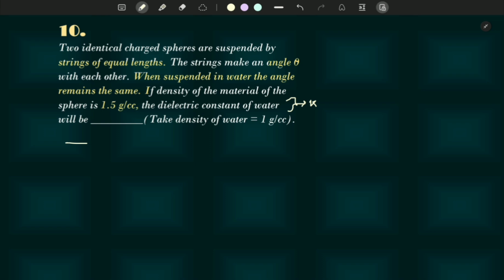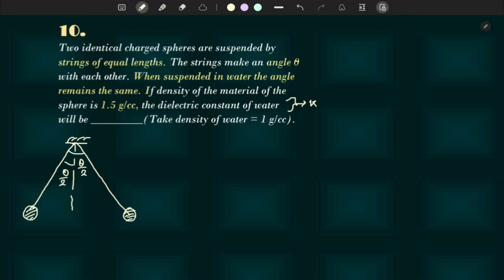Now let me draw the figure. It is given that the strings make an angle theta. So let me draw the strings in this way. These are the charged spheres. Identically charged spheres, angle is theta between them. Therefore this angle will be theta by 2. Here also theta by 2.